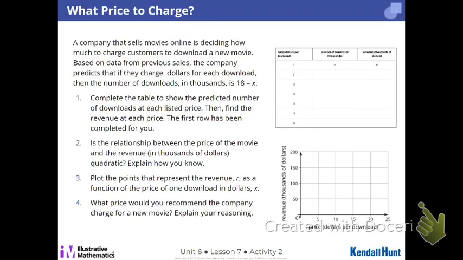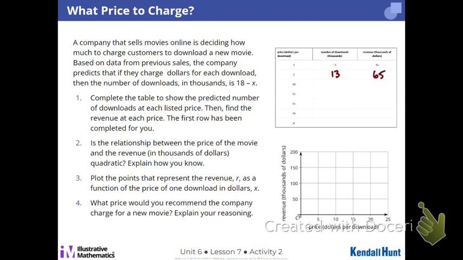So this table, to complete it, if it is $5, 18 minus 5 tells me 13,000 downloads for a total of $65,000. So we dropped the price, and what happened to our revenue? It went up. Let's drop the price, or no, sorry, we increased the price. What happened to our revenue?